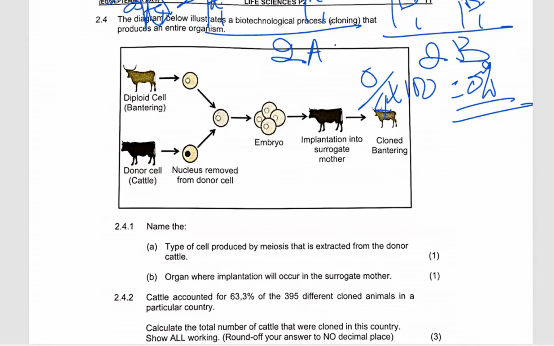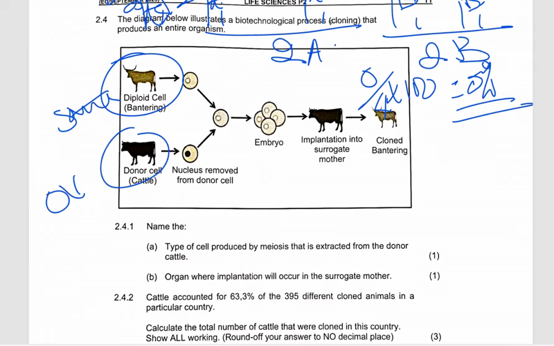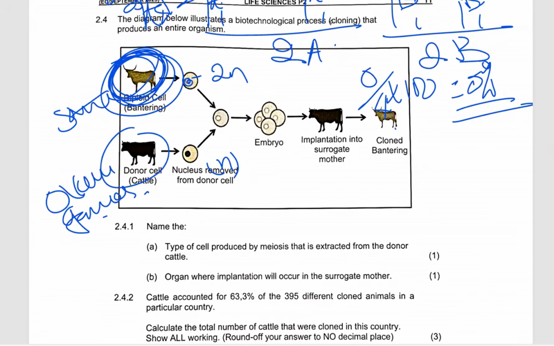So we look at this. This is a somatic cell, and this is the ovum. That's a gamete. So somatic cells are always diploid, while gametes are always haploid. Now, because we're looking for the animal which looks like this, I'll keep the nucleus here. Check, this looks like this. So it means that we use the genetics of this, which is the somatic cell.